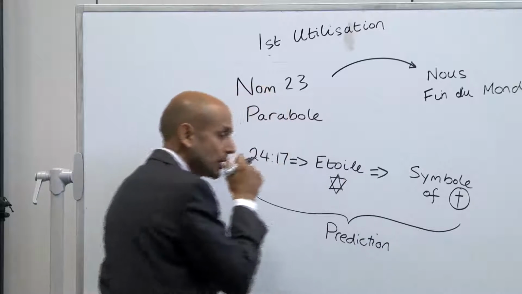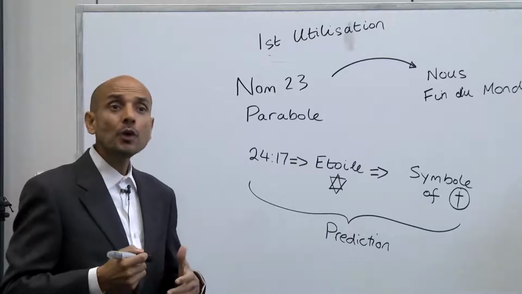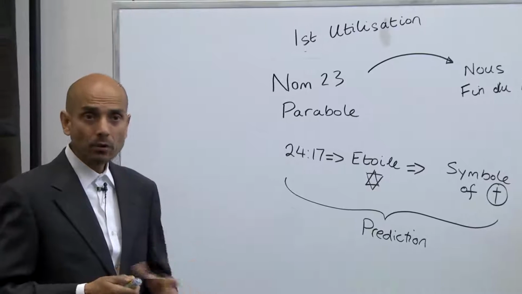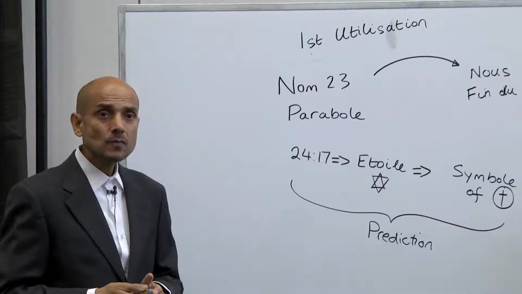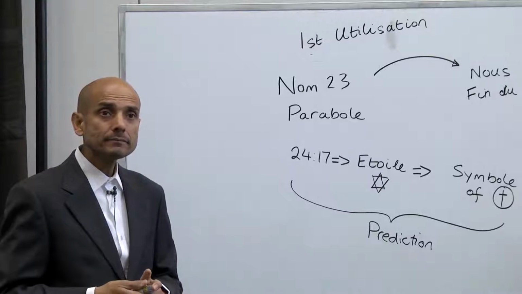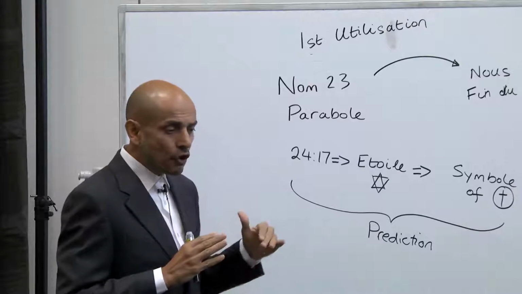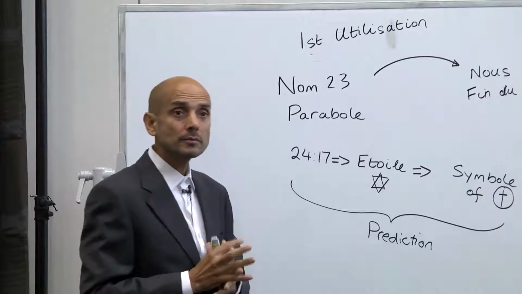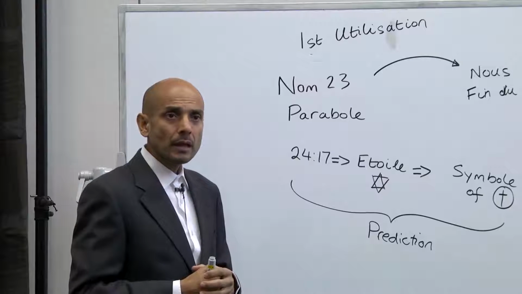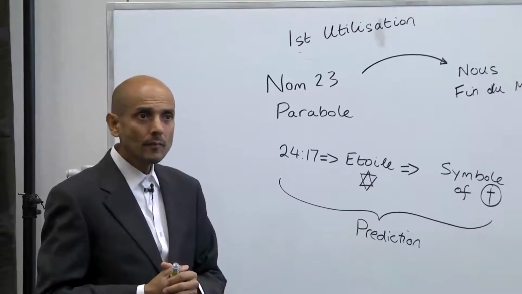So this is a prediction that in the future, someone is going to arise, who is the ruler of Israel, and it's being symbolized by a star. So I want us to see that the first time this word parable is used, what it's referring to is a prediction of something that's about to happen.